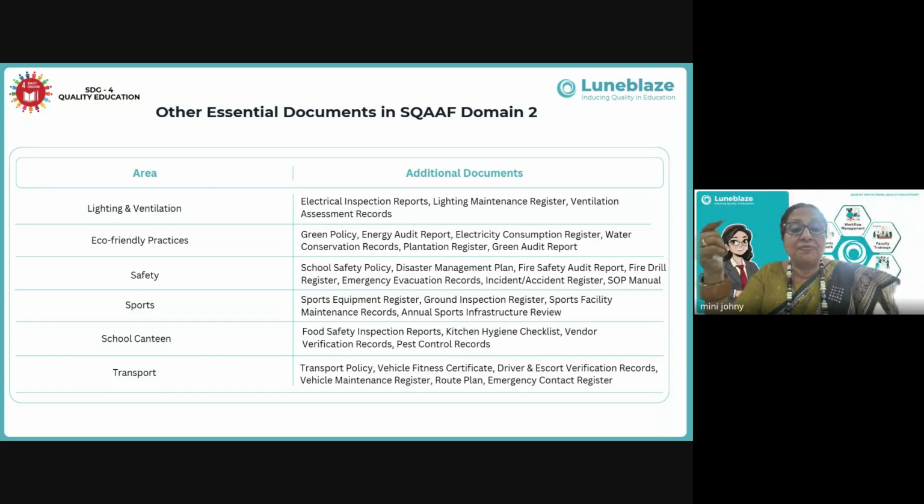Next one is safety, the school safety policy. This should be there. Disaster management plan. We should have a school building plan, classroom layout, first floor layout, and how the disaster management works. When there is a disaster, that is not the time to think. Think about how we can plan it and make a record of that. And who is responsible? Everything is about who is responsible. And give them a date and time.